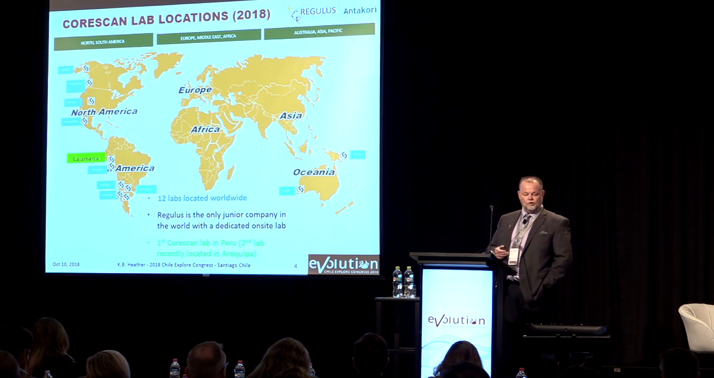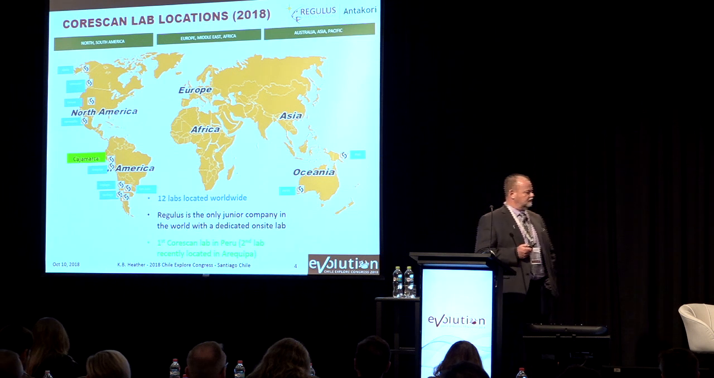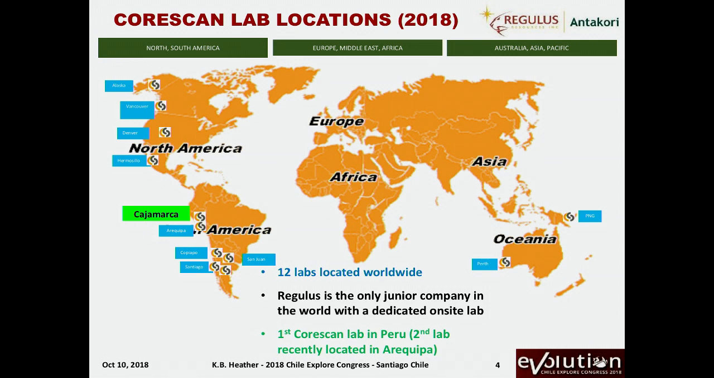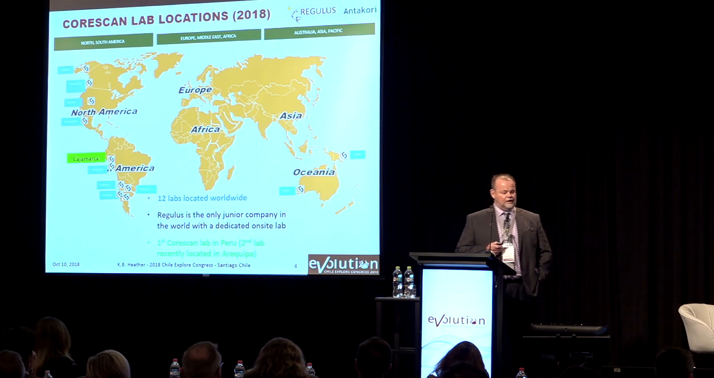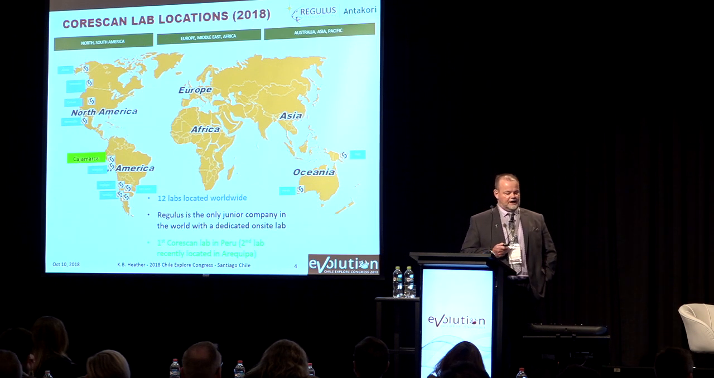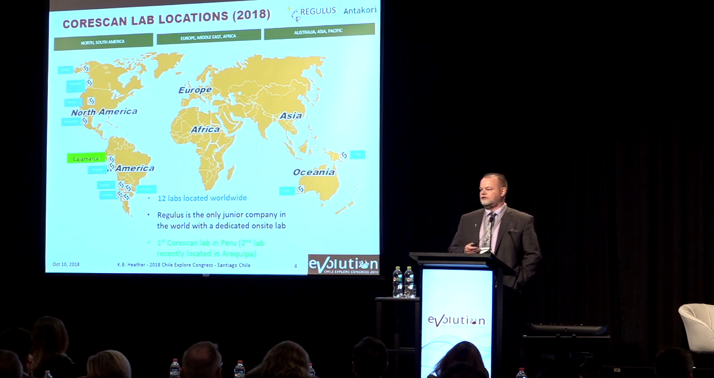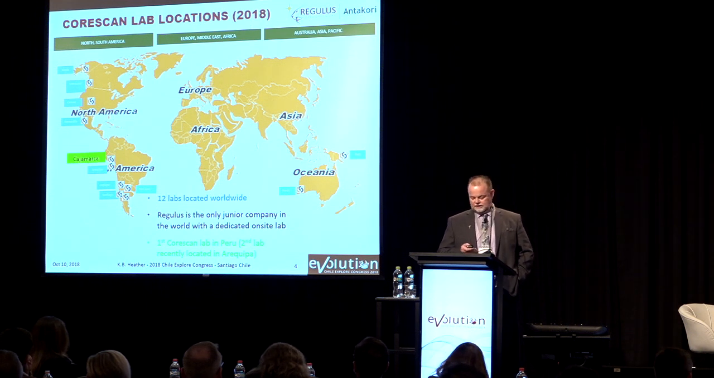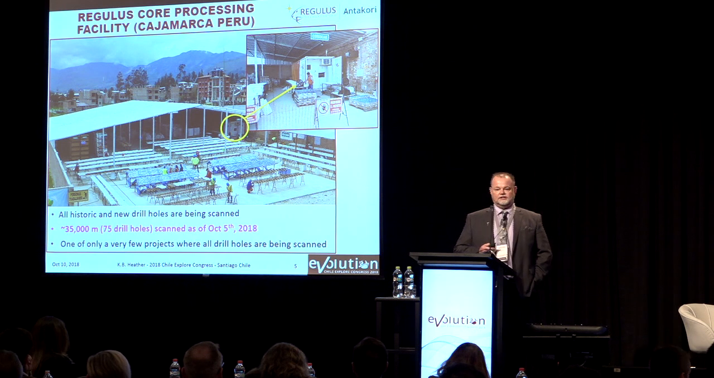So just a little bit about core scan. I don't know if I'm robbing some of the ladies' parts of their talk, but basically there's 12 labs located throughout the world. Regulus is the only junior company in the world that is using a dedicated lab for their project. Not that we want to try to be the leading edge of the technology, it just happened to work out that way. And we have our lab located, you can see in green there, in Cajamarca, Peru, which by the way was the first lab that was brought into Peru, although there's now a second lab being located in Arequipa.